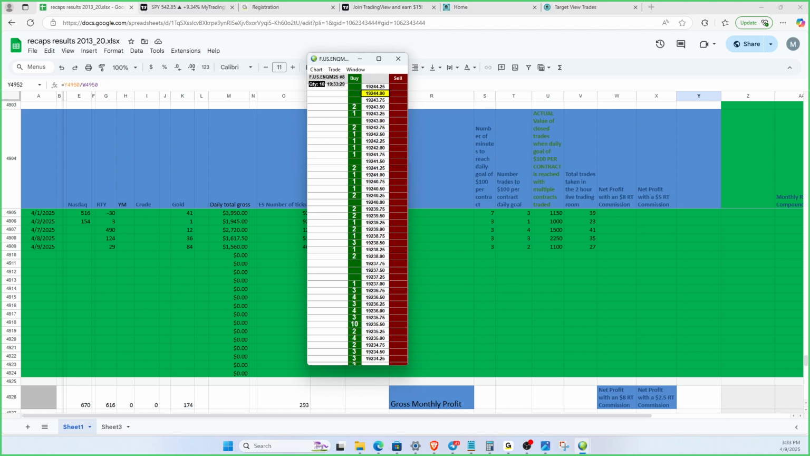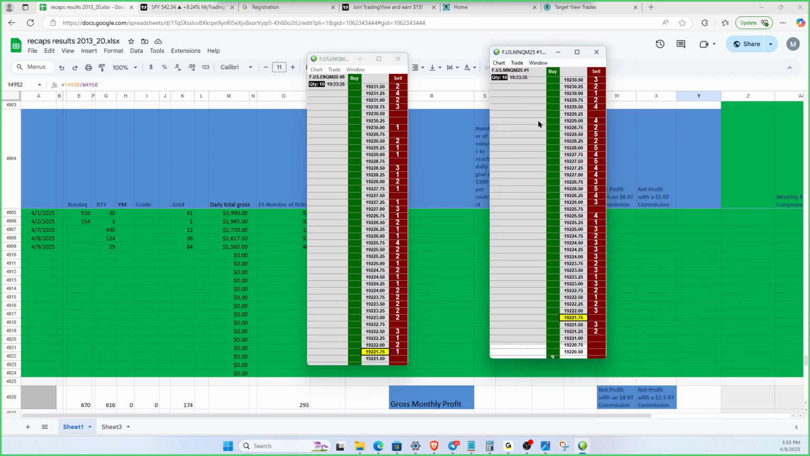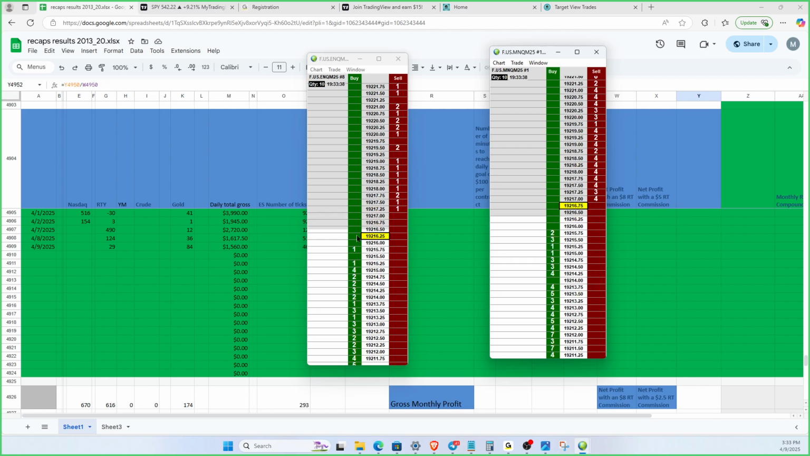That's not it. Oh, I guess that is it. Hang on. Yeah. All right, because the DOM on the NQ looks like this. You see the spread in there, and you see all those ones and all the digits that aren't even there. This is the micro NQ.